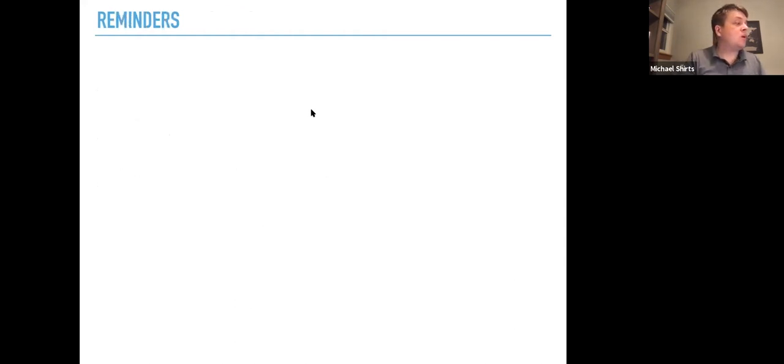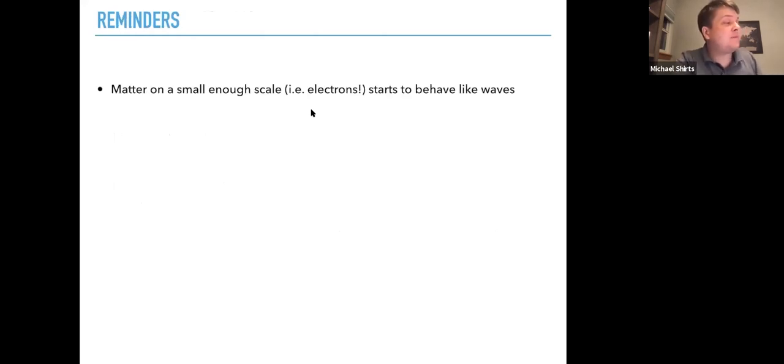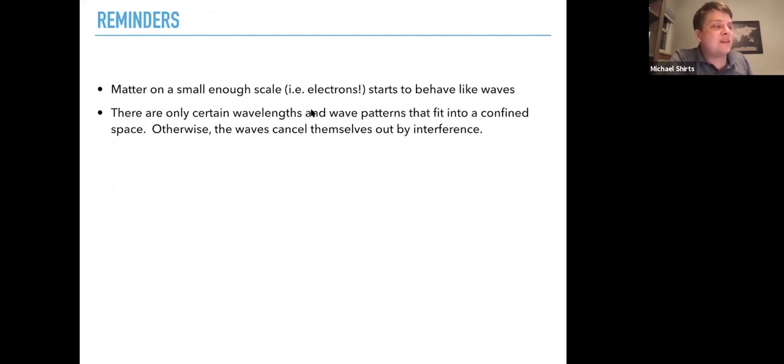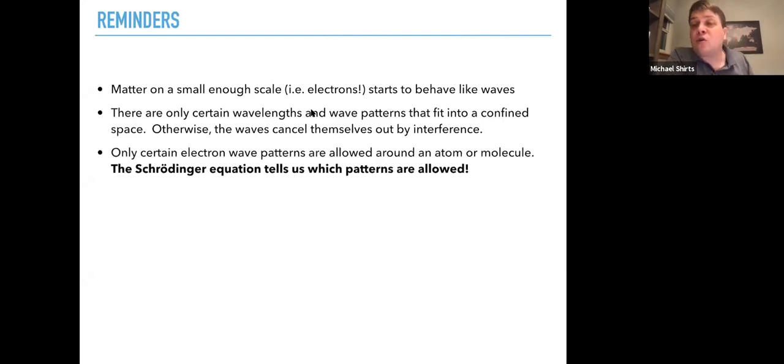Okay, so reminders from previous lectures. Matter on a small enough scale, like electrons, starts to behave like waves. There's only certain wavelengths and wave patterns that fit into a confined space. Otherwise, the waves cancel themselves out by interference. Once you've got an electron that's attracted that closely to a nucleus, it's crammed in that space. It's energetically bound there. And once it is, because of its quantum nature, there are only certain configurations of that wave that can fit around the atom. And the Schrodinger equation is the mathematical equation that tells us what the patterns are.